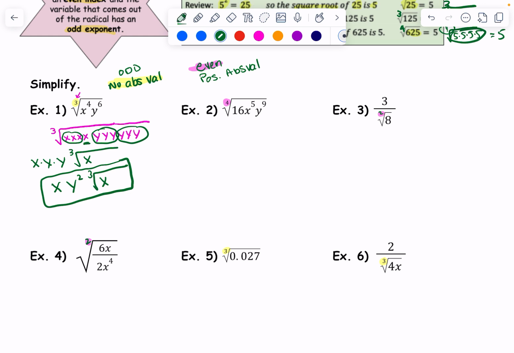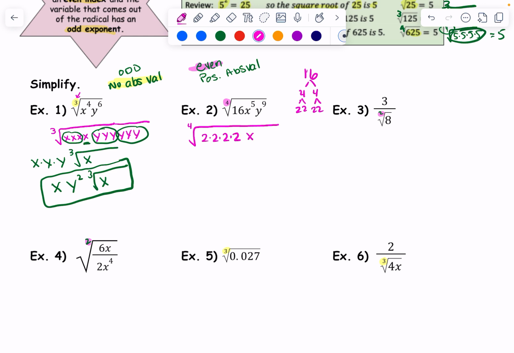Okay, let's look at the next one. The next one, we do have that even index, so we're going to be mindful of taking an odd exponent out. Again, you don't have to do this part, but I'm going to show you this whole thing broken down. We know 16 is 4 times 4, and 4 is made into 2 2's. So the 16 is essentially this.